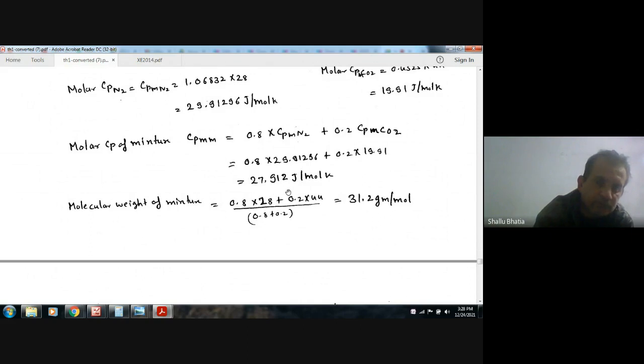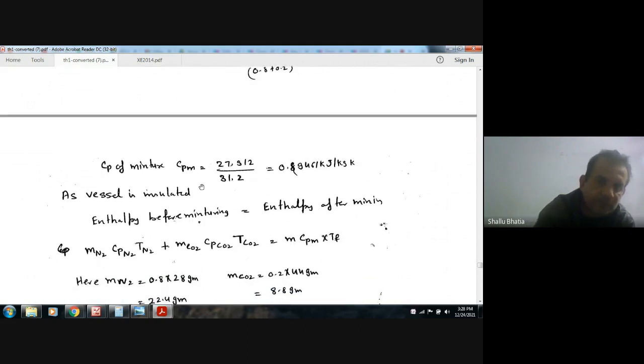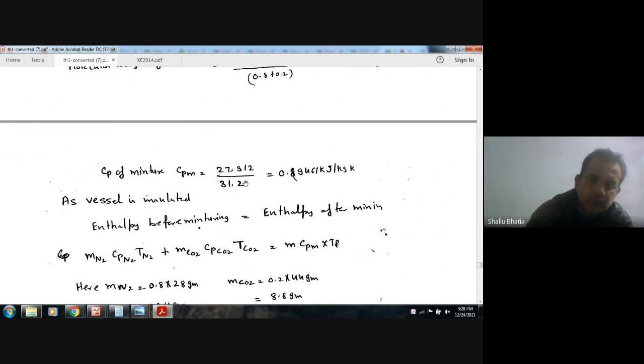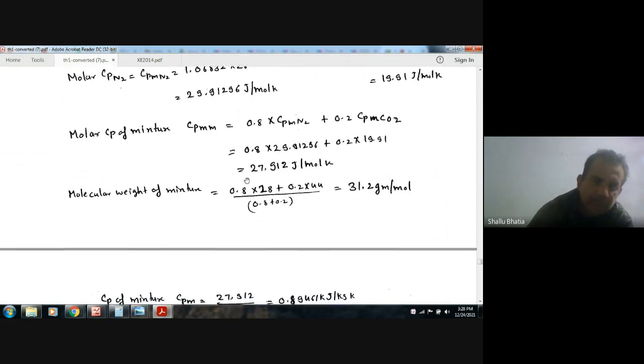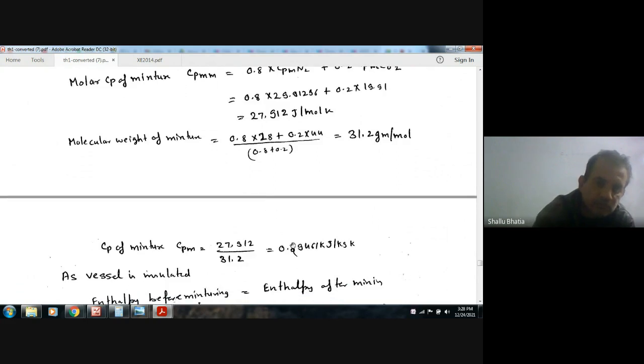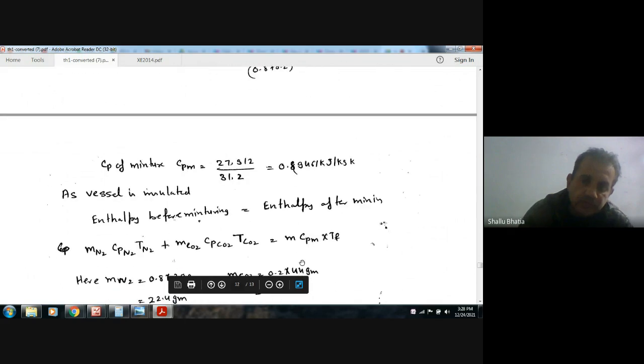And Cp molar is here. So we can get Cp by dividing by the molecular weight. Okay, so Cp will be 27.912 divided by 31.2, where this is Cp molar of the mixture and this is the molecular weight of the mixture. So it comes out at 0.8946 kilojoules per kilogram per degree Kelvin.